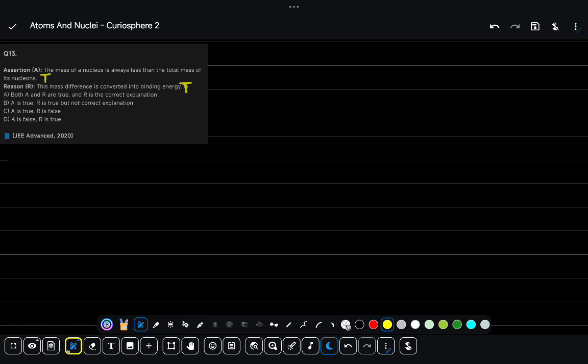But if you see it the other way, because some energy is required to bind the nucleons together, there should be a mass defect. For the binding energy to be present, there is a mass defect, and hence because of the mass defect, the total mass of the nucleus is less than the total mass of the nucleons. In that way, thinking the other way around, we should choose option A. So which one should we go with?